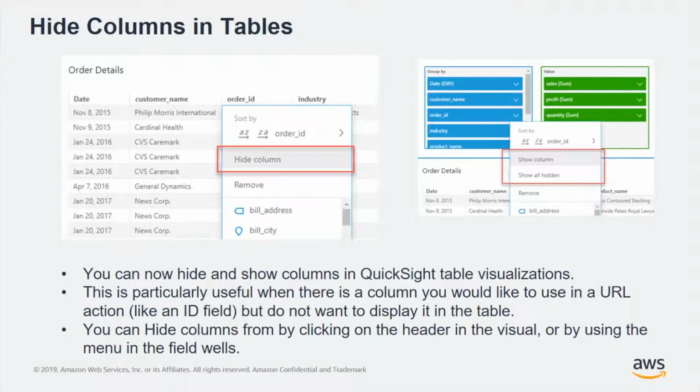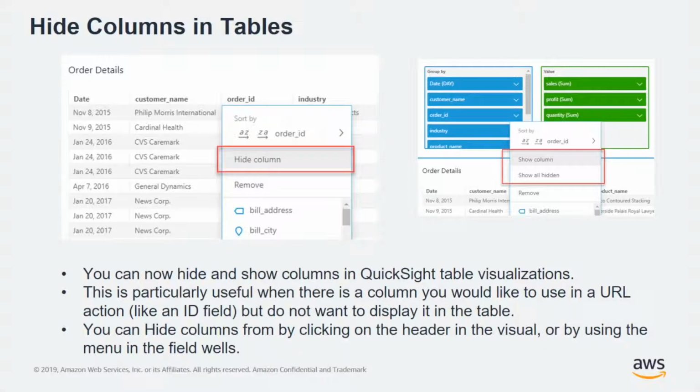Our next feature is hiding columns in tables. Within the table visualization type, you can include columns in the visual, but hide them from the actual display. So why would I want to do this?